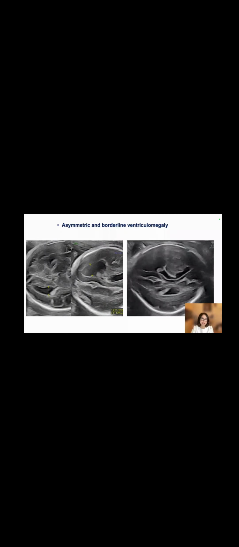A 27-year-old pregnant woman, first pregnancy. The combined test at 12 weeks was low risk for aneuploidy. The morphology scan at 22 weeks was normal too. She was referred to our office at 28 weeks, and the biometry was in the normal range. The estimated fetal weight was about the 18th percentile. In the axial plane, we can see asymmetric and borderline ventriculomegaly, with one side about 8.2 millimeters and the other side about 11.7 millimeters.